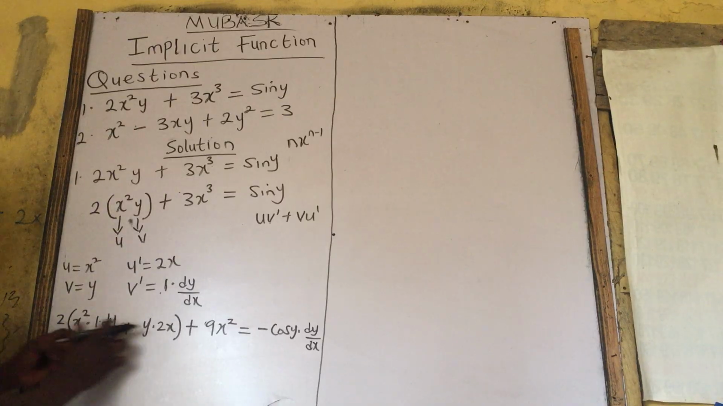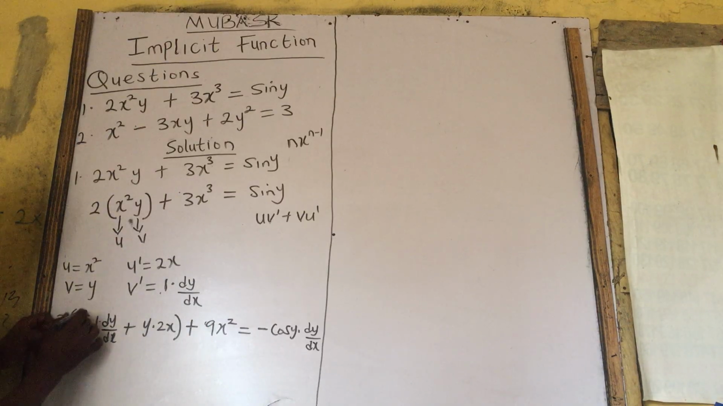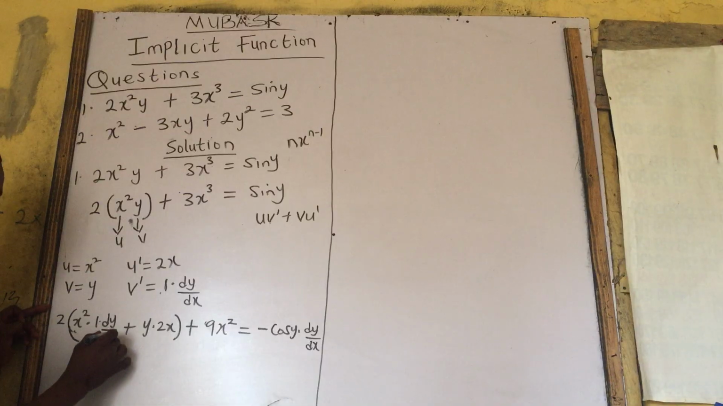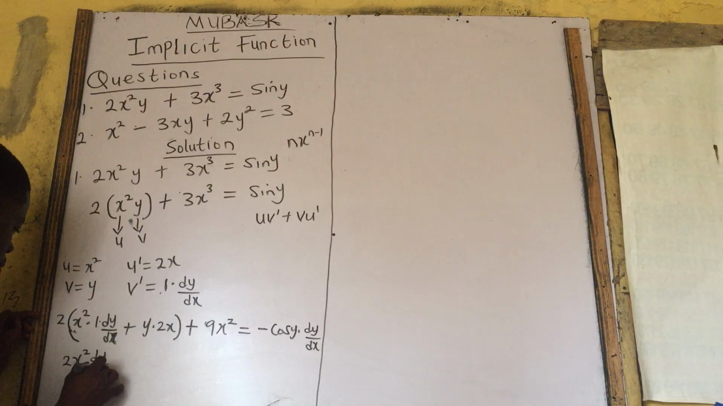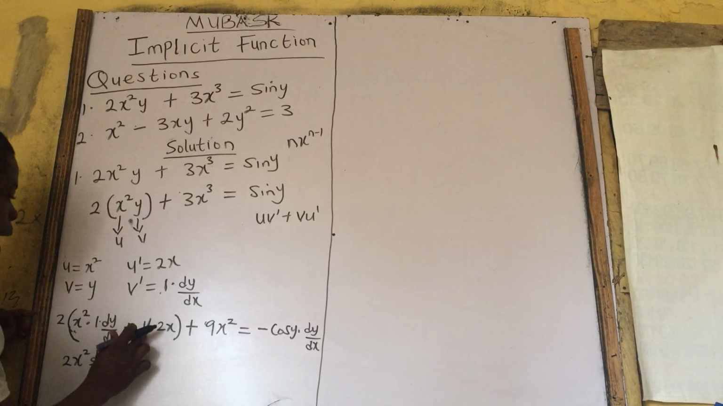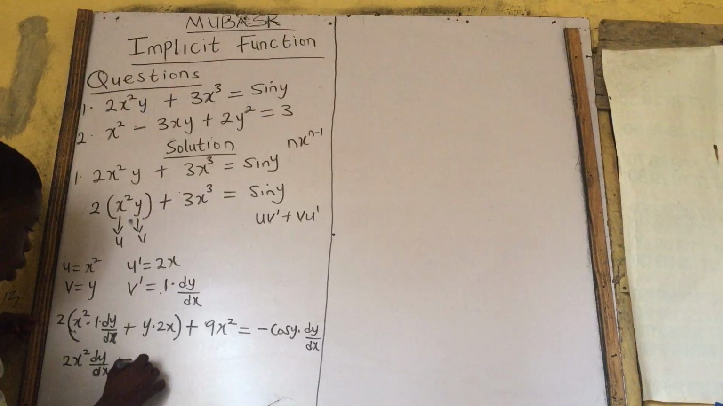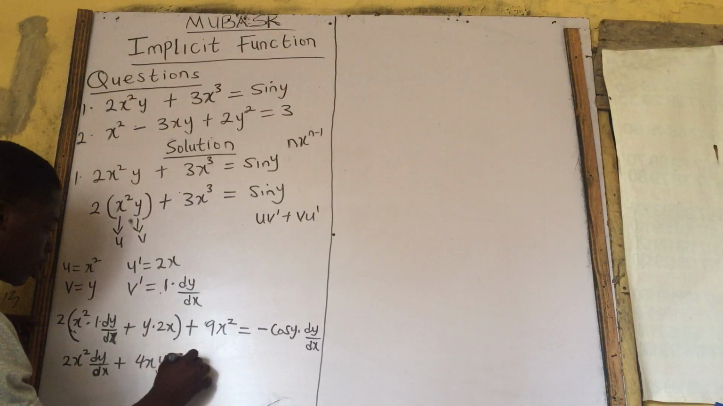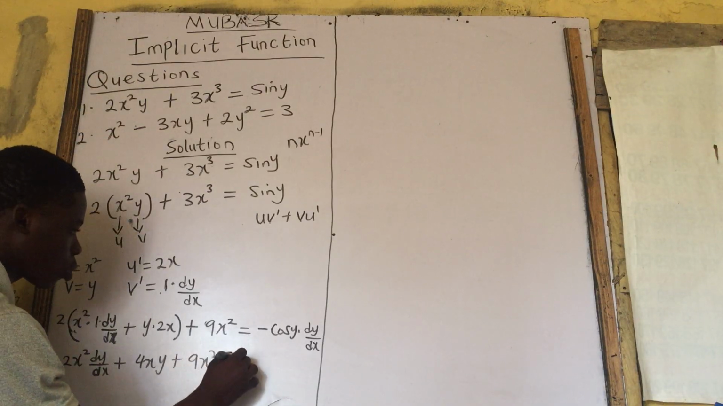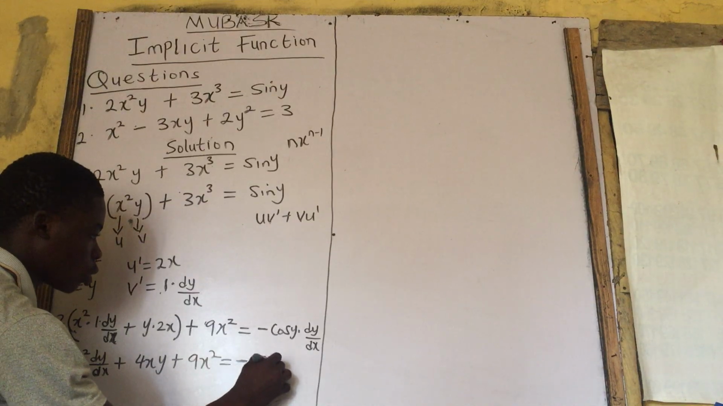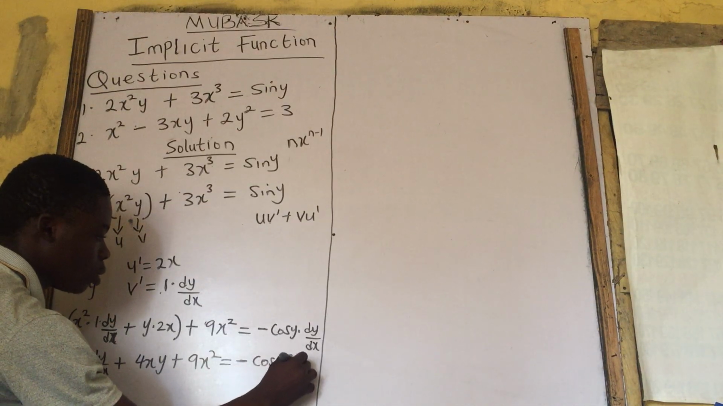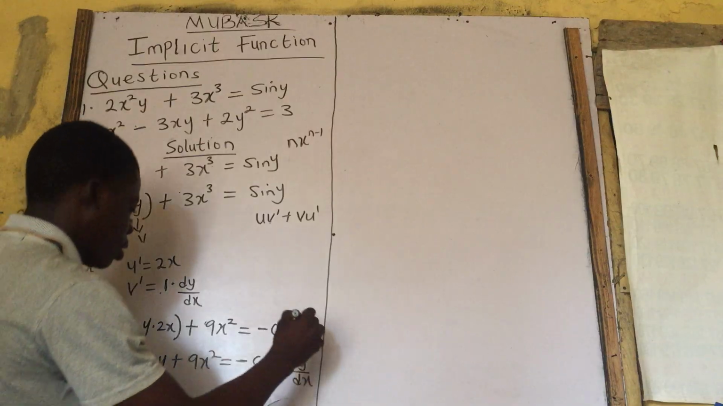Now I can open the bracket: 2 times x squared times 1 dy over dx gives us 2x squared dy over dx, plus 1 times 2x gives us 2xy. 2 times y times 2x gives us 4xy, plus 9x squared equals minus cos y multiplied by dy over dx.